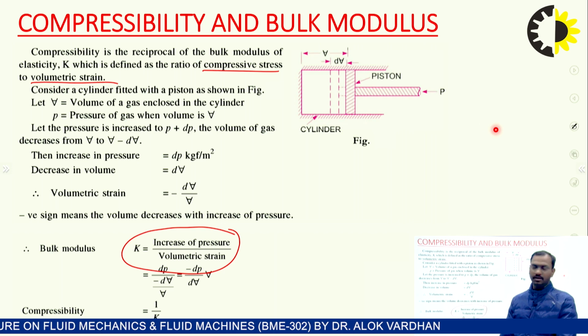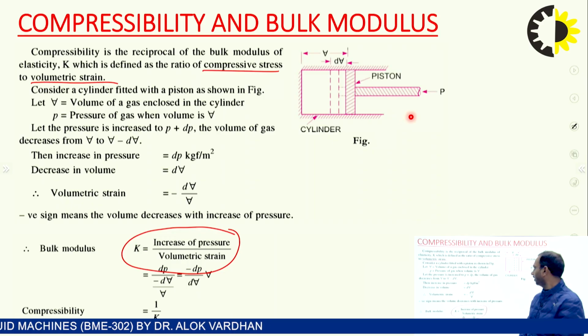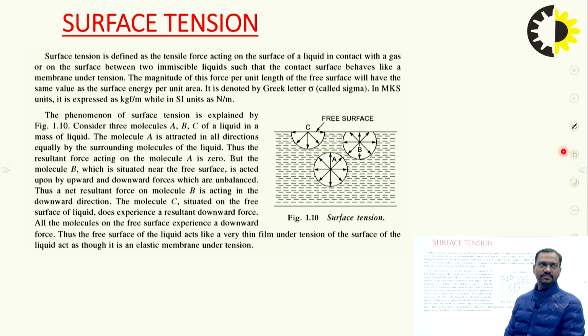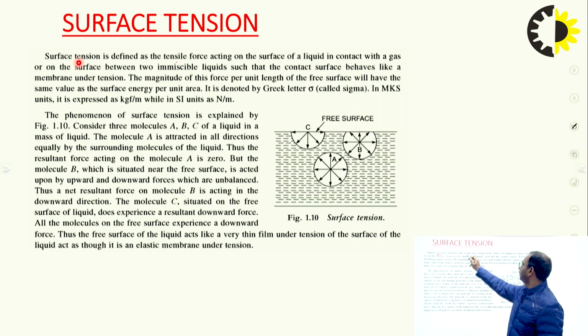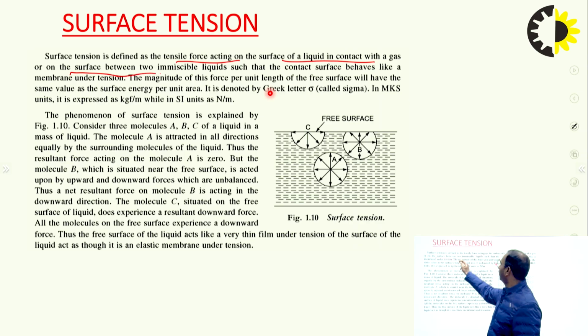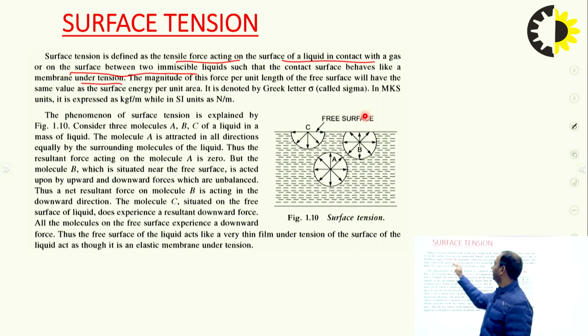So compressibility is equal to 1 by K. Now, what is surface tension? Basically, surface tension is defined as the tensile force acting on the surface of a liquid in contact with a gas, or on the surface between two immiscible liquids, such that the contact surface behaves like a membrane under tension.